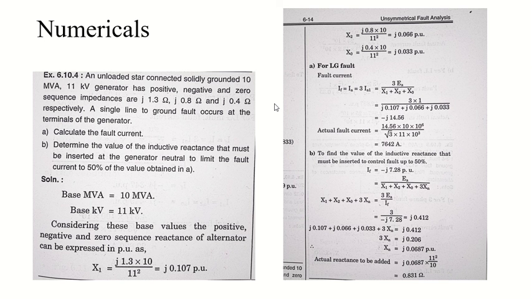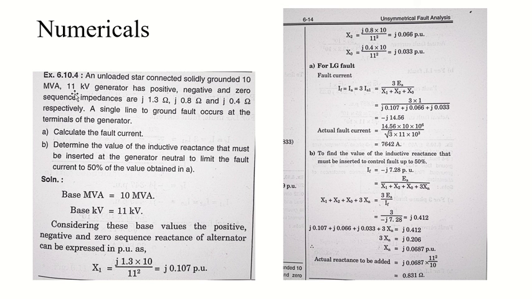x2, the negative sequence, will be 0.8 into 10 divided by 11 squared, and x2 will be 0.066 per unit. x0 will be in the same way 0.4 into 10 divided by 11 squared, which will be equal to 0.033 per unit.